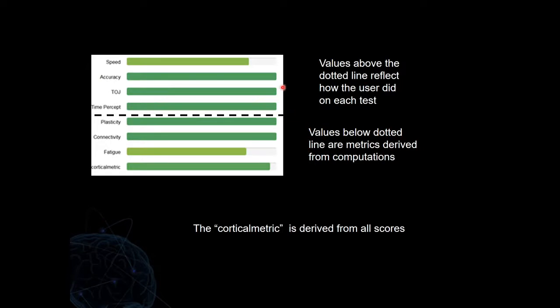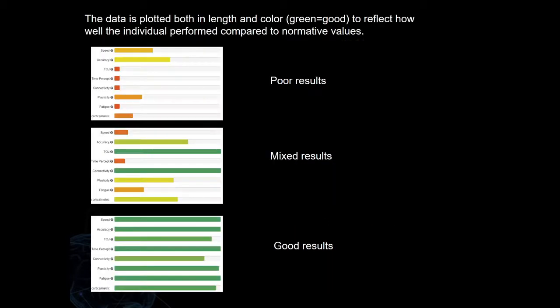And the values that you see that are above this dotted line reflect how the user did on the tests. The values below this line are derived from computations about relationships between the different metrics. And then the data is plotted both in length and in color. So green would be very good, red would be bad, and we start out up here at the top looking at poor results. Then here we have mixed results because you have a couple of scores that came out all green. And good results are typically what it looks like when all the results are good.